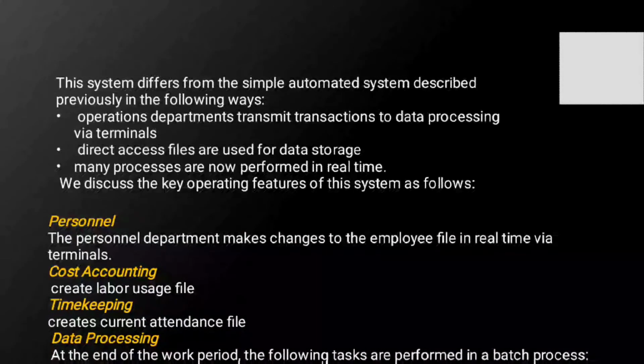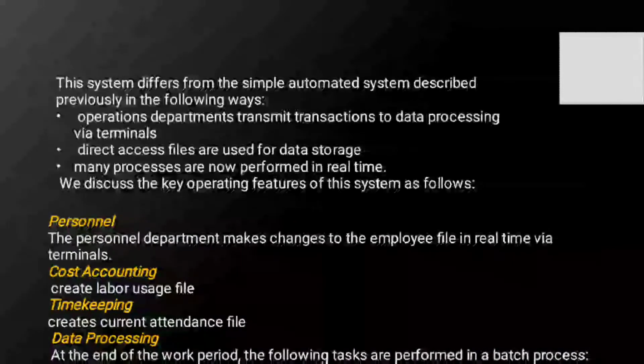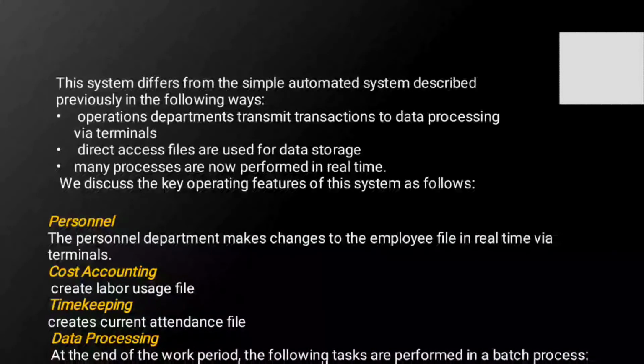At the end of the work period, the following tasks are performed in a batch process. So, labor costs are distributed to various work in process, overhead, and expense accounts. Next, an online labor distribution summary file is created. Next, an online payroll register is created from the attendance file and the employee file. The employee records file is updated. Next, payroll checks are prepared and signed.